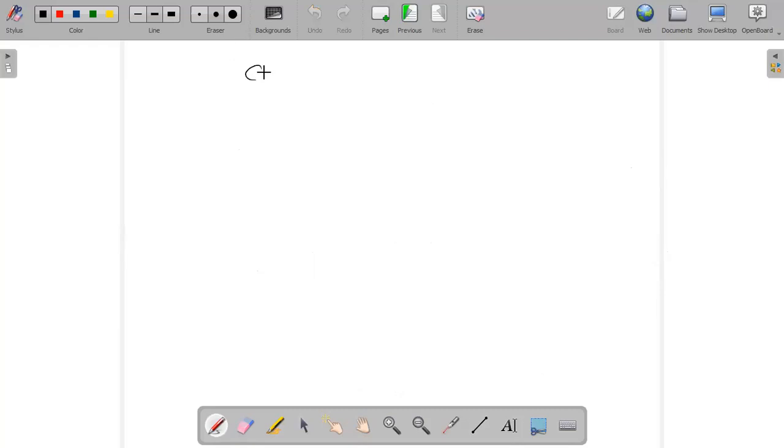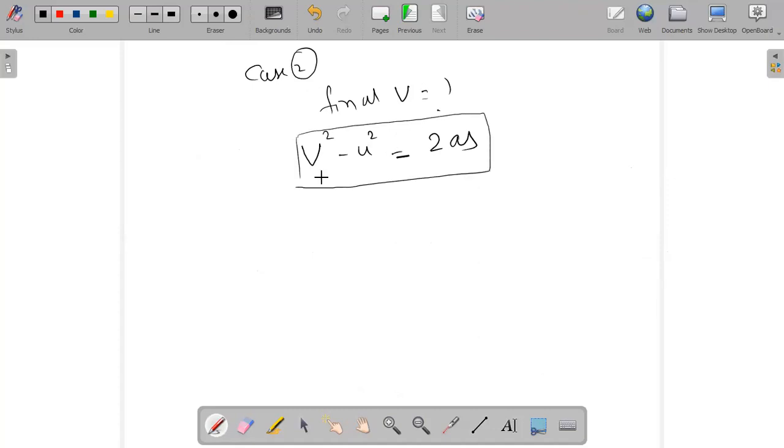In case 2, they are asking for the final velocity, v is equal to. Same formula, v square minus u square is equal to 2as. You cannot use v is equal to u plus at, because you don't have the time. s is equal to ut plus half at square, you don't have time here also. So you only have this option.